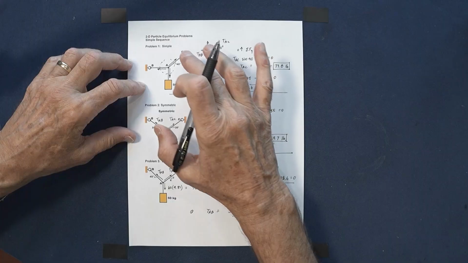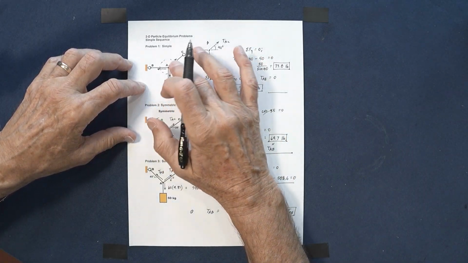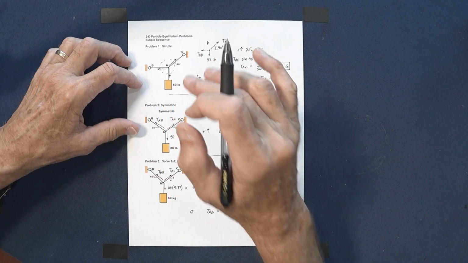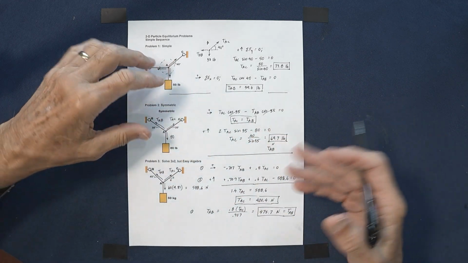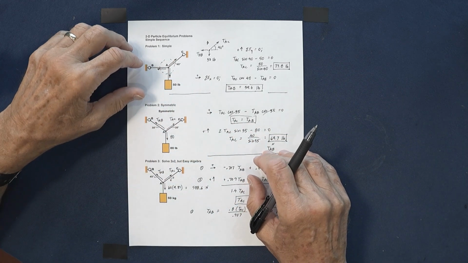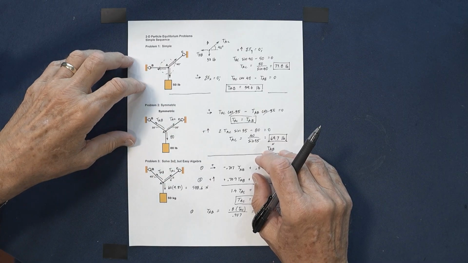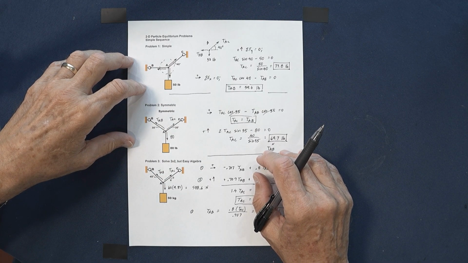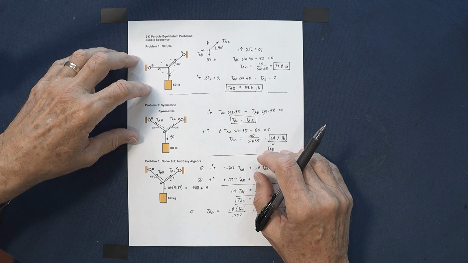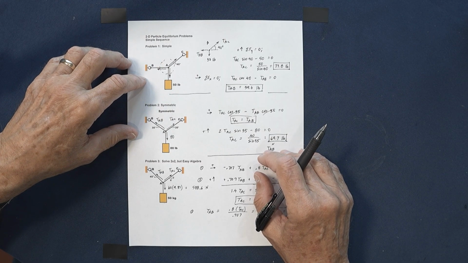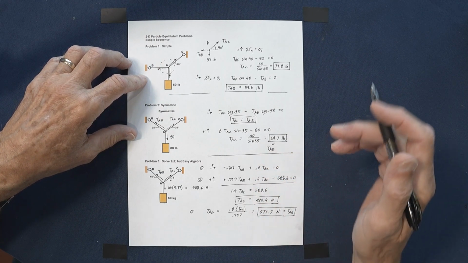For example, you might have a strut problem, and you assume that the strut was pushing, but if that number comes out negative, then you realize that strut is actually pulling, not pushing. So you'll see that as we work on. Be very disciplined in how you draw these free body diagrams.